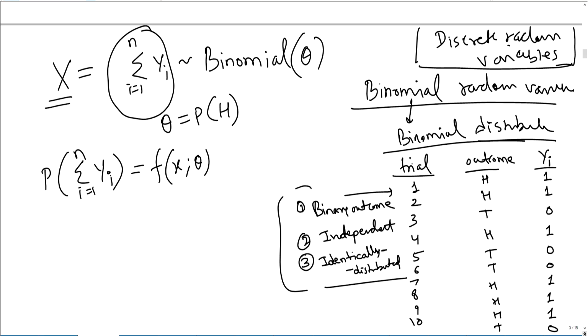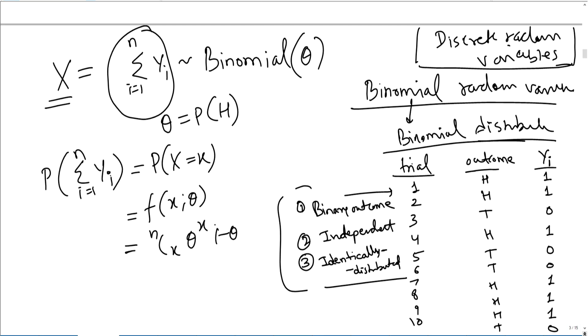So we can say that the probability of summation of yi, which is basically, if you are calling summation of yi another random variable x, so we can do this, remember. So we can transform one space to another space using random variables, which are just functions, right? So the probability of X equals x is given by f of x, theta, which is basically the function: n choose x, theta to the power x, 1 minus theta to the power n minus x. Okay. So this is the function that assigns probabilities to the number of heads, basically summation of yi.